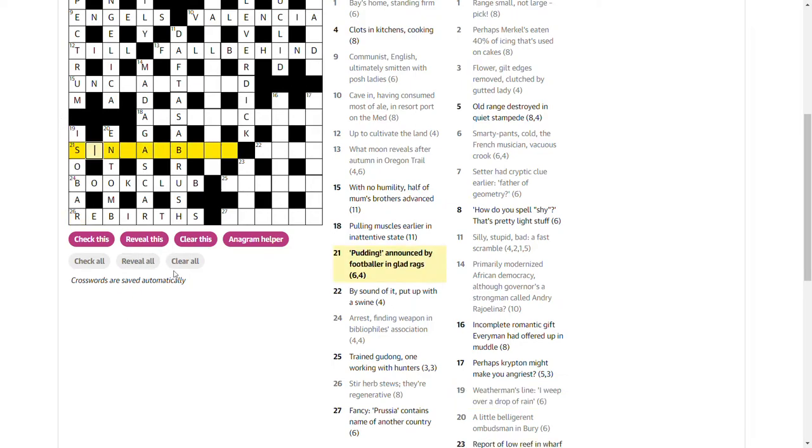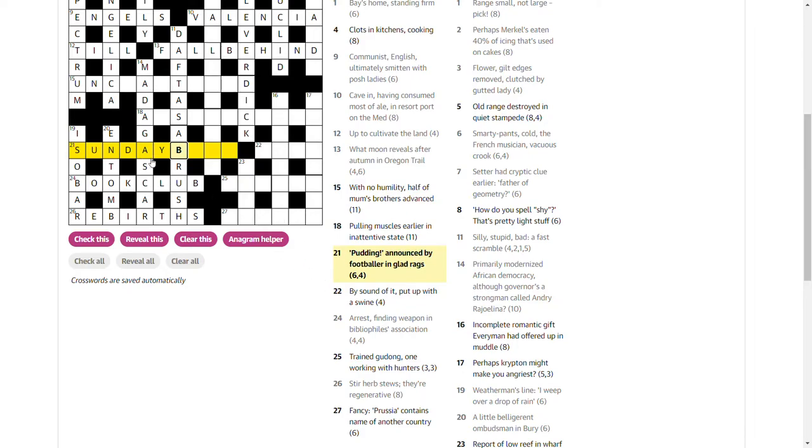So we have to get this one. Pudding announced by a footballer in glad rags. It's 6-4, but there's no dark line there. Pudding. Sunday best. Wow. I don't know why, again. Well, Sunday is a pudding. Announced means sounds like, said out loud.